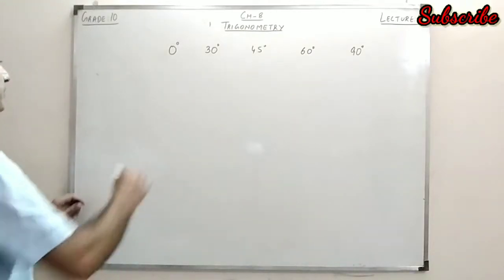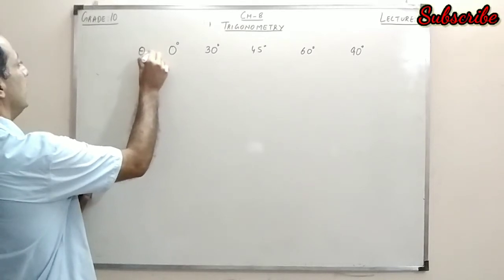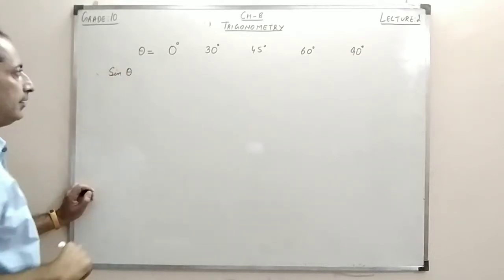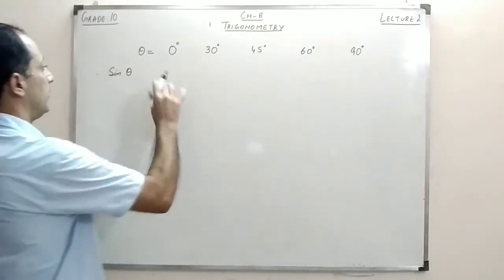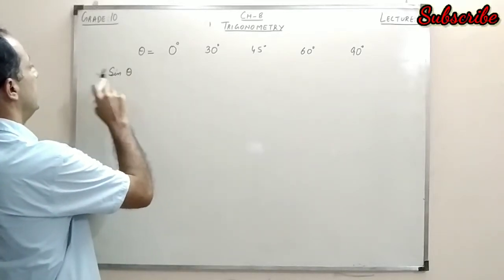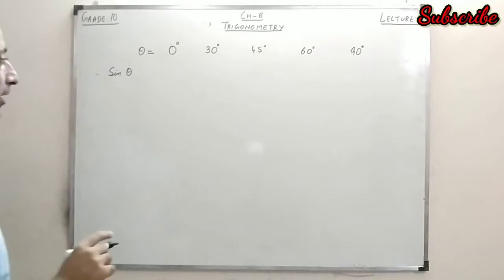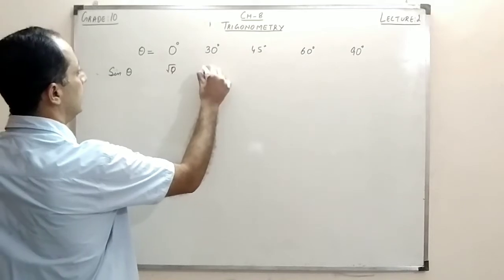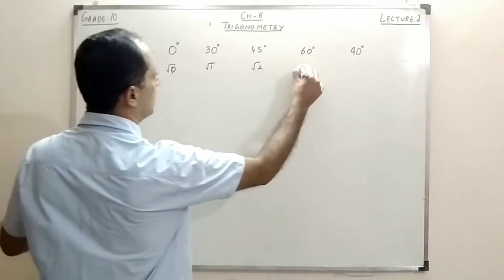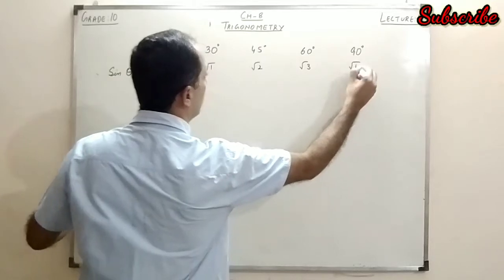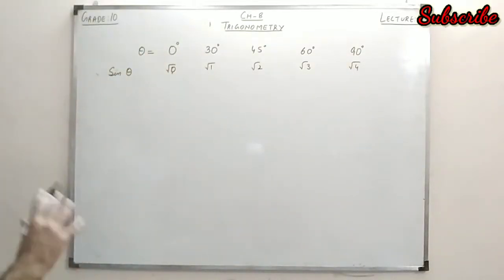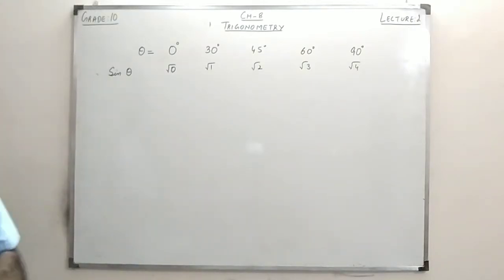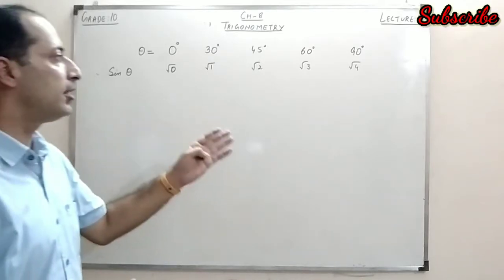So it's quite simple. Right here, this is basically the angle theta, and here I write sine theta, right? Now, the first one means sine 0 degree. How can we find the value? See, I am writing here root 0, root 1, root 2, root 3, root 4. This is the thing you have to remember, or you can say square root of 0, square root of 1, square root of 2, square root of 3, square root of 4.